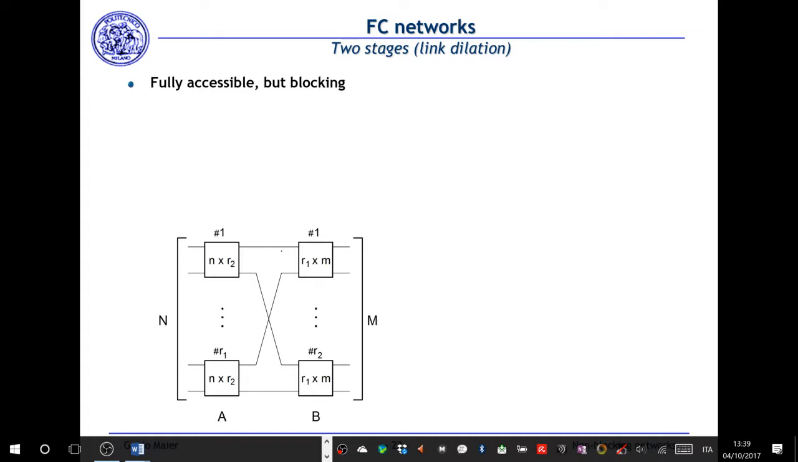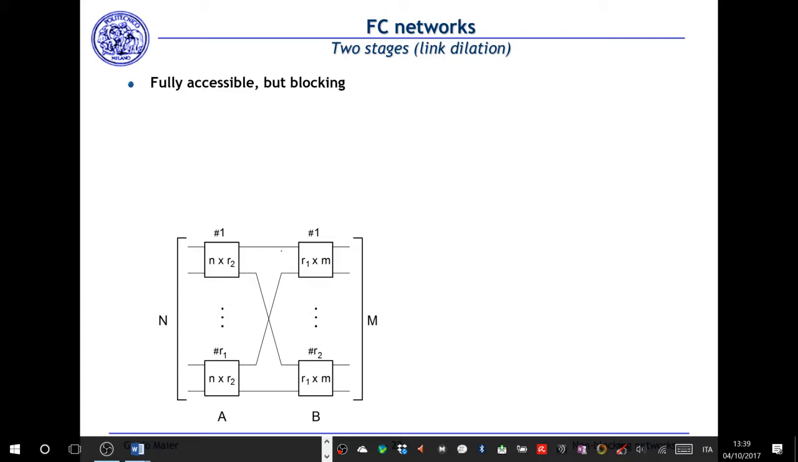What is the workaround to make it non-blocking? It's very easy. We just employ link dilation. So instead of using a single link for each pair of matrices of the first and second stage, you use d links, okay, d parallel links, d links in parallel. Each one is able to carry one connection.